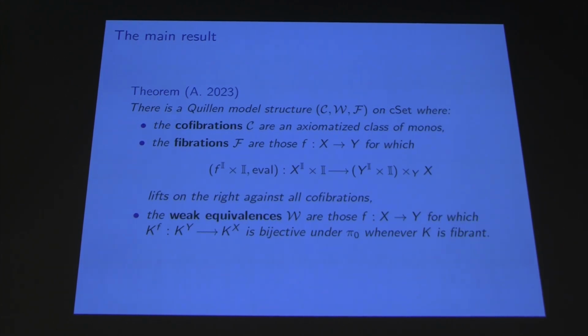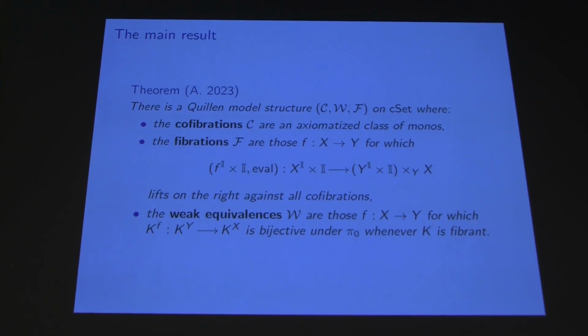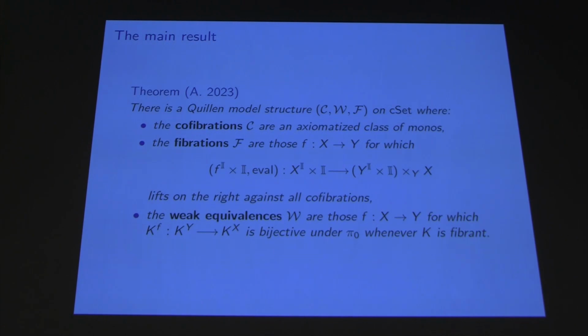I'm going to put a Quillen model structure on the category of cubical sets. The Quillen model structure is as follows. The cofibrations, you can just imagine they're just the monomorphisms. In fact, I'm going to axiomatize, but I'm not going to show you the axioms, a class of monos, so this is kind of parametric in the cofibrations. And that turns out to be useful for various different cases where you can take different notions of cofibration.